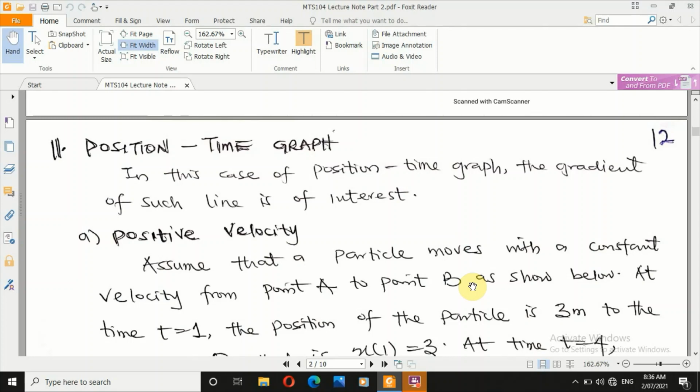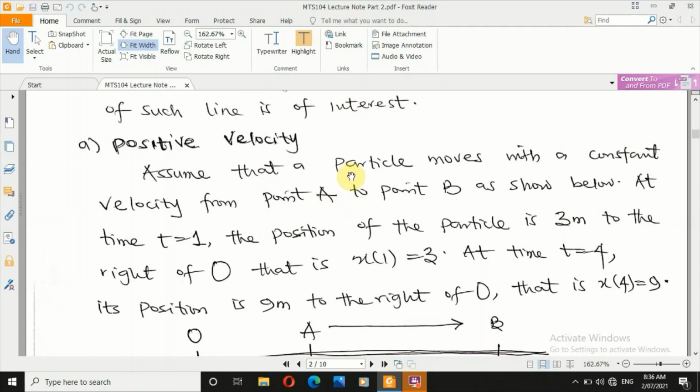In this case of the position time graph, we shall focus on the gradient. So our attention here is to really focus on the gradient. Now, positive velocity. Assume that a particle moves with a constant velocity from point A to point B, as shown below. At time t equals 1, the position of the particle is 3 meters to the right of O.